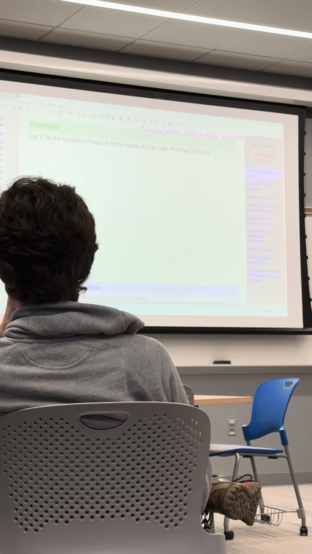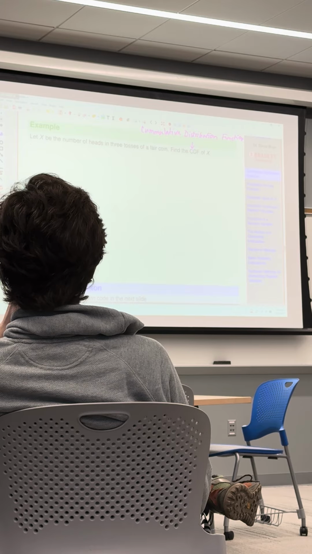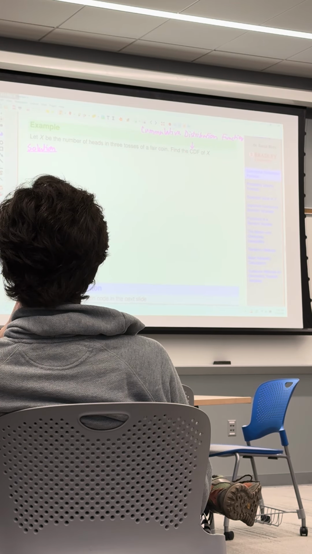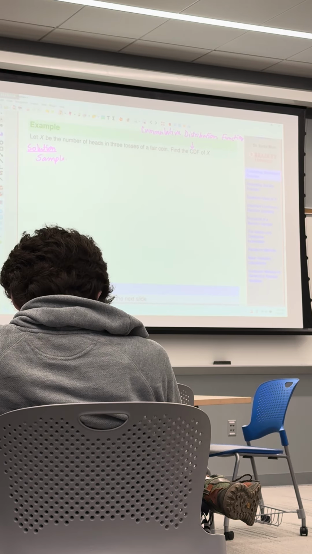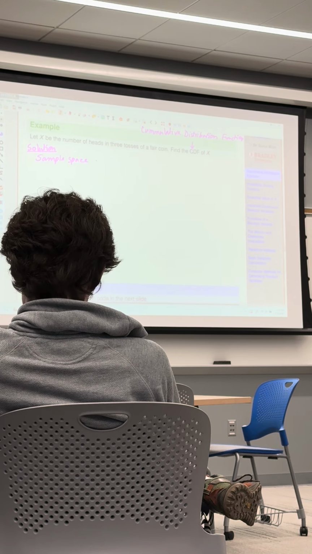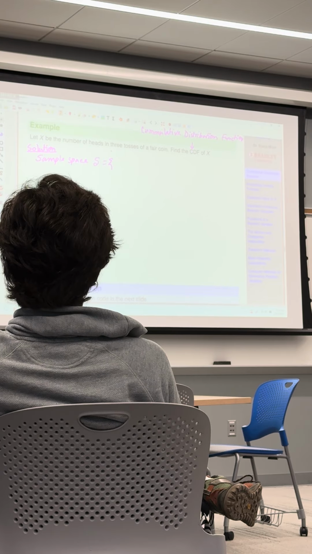So let X be the number of heads in 3 tosses of a fair coin. Solution. What is the sample space? Sample space, not the range. So let X be the number of heads in 3 tosses of a fair coin.